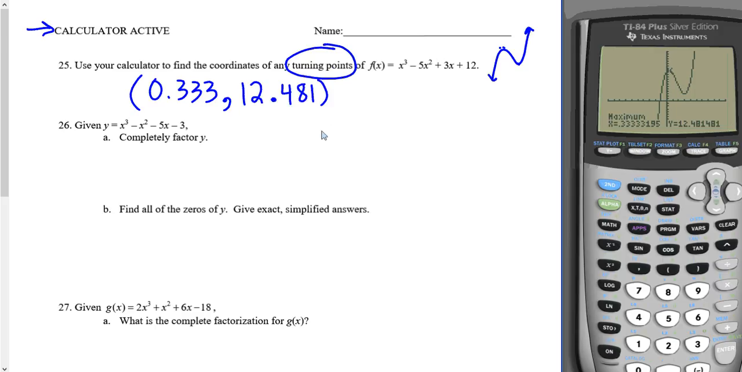And my y was 12.481. That was a max. It didn't ask me, it just said find the turning points. Be sure you pick a point on the left and a point on the right when you're finding these, or you'll get the wrong answer.